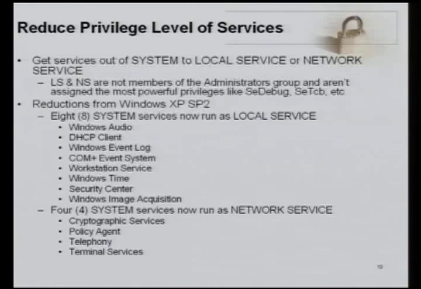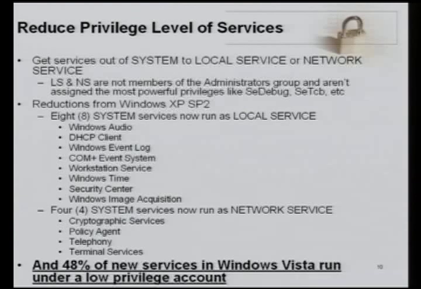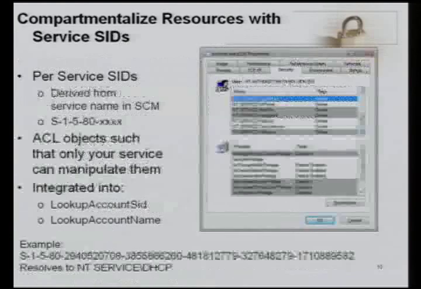If you just compare Vista to XP SP2, 8 system services that used to run as local system now run as local service, and you can see the list over there. We also took 4 services that used to run as local system and dropped their privilege level, and now they run as network service. Furthermore, for new services in Windows Vista, we saw adoption of these low-privilege service accounts consistently across the board, and almost half of them take advantage of a low-privilege service account. So this is really taking Windows services and dropping the privilege level among them dramatically. So that's the first part of service hardening.